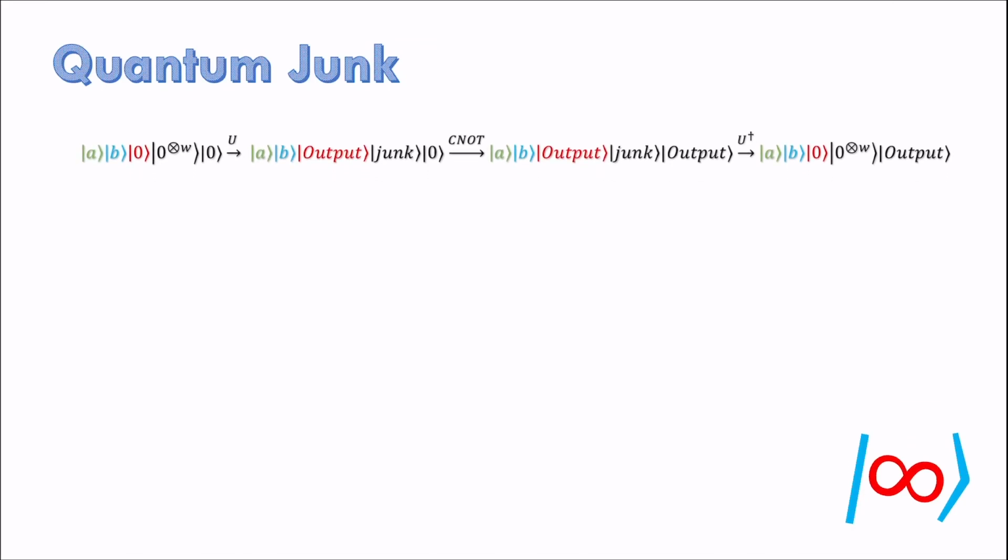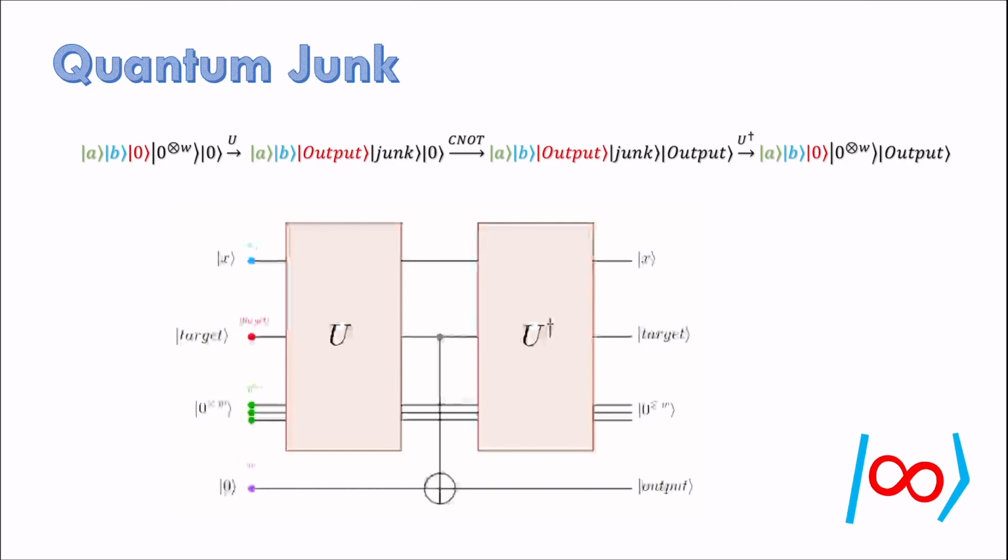This strategy can be generalized as follows. Start with an additional qubit in state 0. Then apply U, which computes the output and junk. Then apply C naught gate on the extra qubit with the output as control qubit. This copies the output state on the extra qubit. Finally apply the inverse of U on the rest of the circuit to restore every qubit.